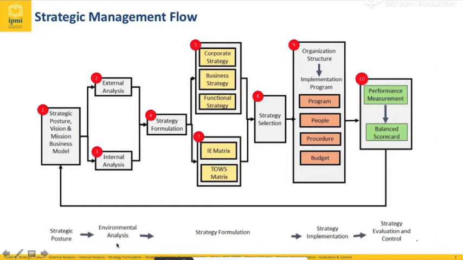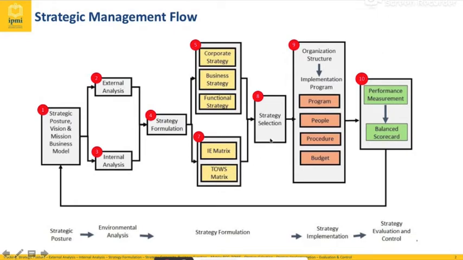Okay, so this is the framework that I mentioned before. We have 10 steps of the framework for the strategic management flow. Number one is the strategic posture, vision, mission, and business model. Then we go to external analysis, and then the internal analysis. Number four is the strategic formulation. On number five, we analyze the strategy for corporate, business, and function. Then we do the IE matrix and the TOWS matrix.